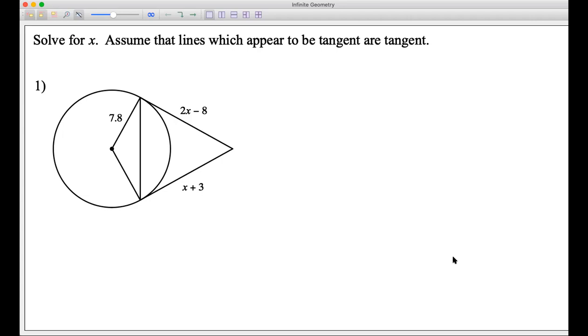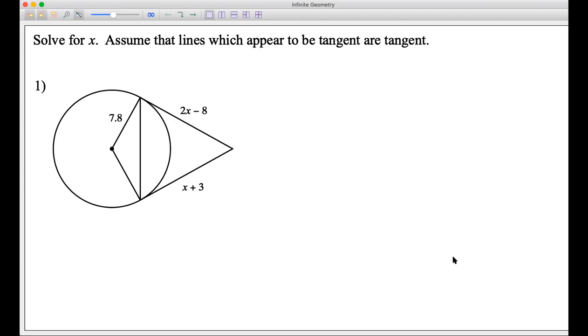Guess what this 7.8 is? Useless. Well, it's the radius, but it's useless. It's just extra information. Guess what this chord is? Useless, right? It's not even part of the problem. This whole problem, the first thing on the quiz will be you take the 2 tangents, you set them equal to each other. 2x minus 8 equals x plus 3, and you solve it.